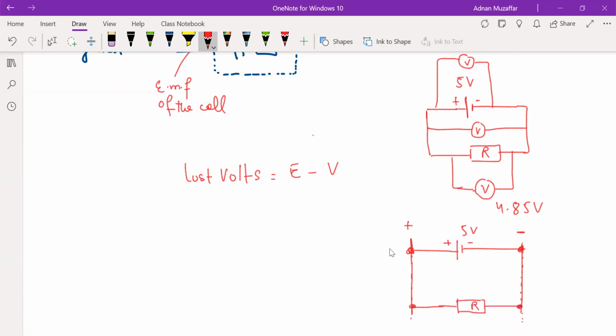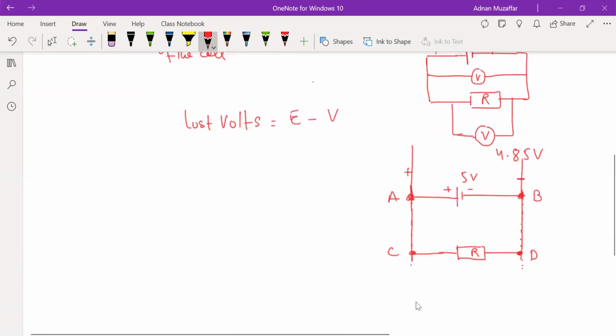So you can call these points A and B. You can call these points C and D on these railing wires. Now, suppose the length of the wire is very long, or even at the bottom I can extend it. Whatever you connect between these 2 wires, you will get the same voltage. Do you agree? Because all would be in parallel combination.